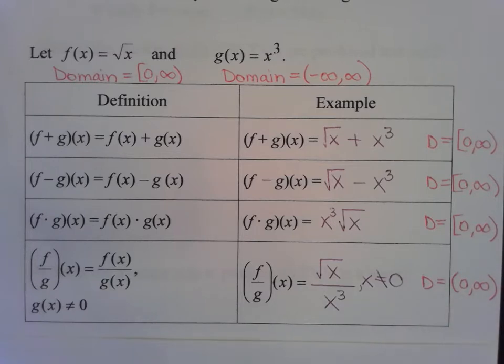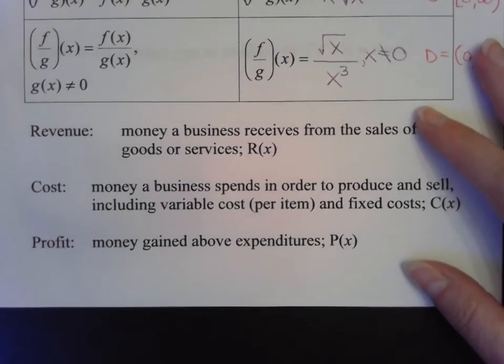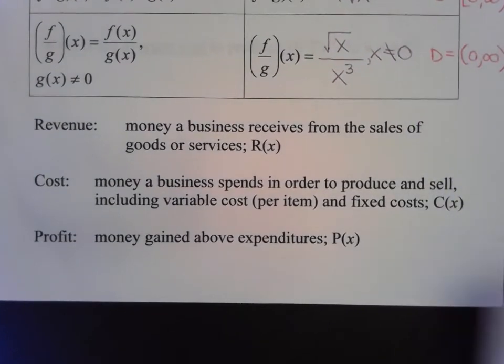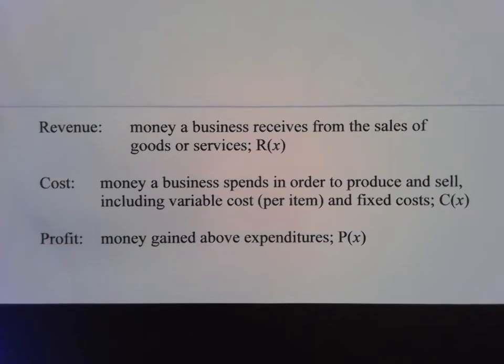Okay. So there are a few common examples that we can talk about that make use of this kind of new way to make a function. Two of the most applied examples use the idea of revenue, cost, and profit. So let me just take a second to talk about those with you. So revenue would be, these are kind of business-based examples. Revenue would be the money a business receives from sales of goods or services.